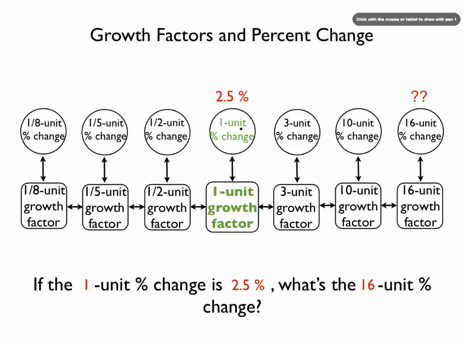So how do we get from the 1 unit percent change to the 16 unit percent change? What do we do first? Yeah, we're going to follow the road, right? We're going to stay on the road. We're going to get the 1 unit growth factor. And then what are we going to do? Then we're going to take this road over here to the east, and we're going to get the 16 unit growth factor. And then, from that, the 16 unit percent change. Okay, do it. Figure it out. This is 2.5%. 2.5%.